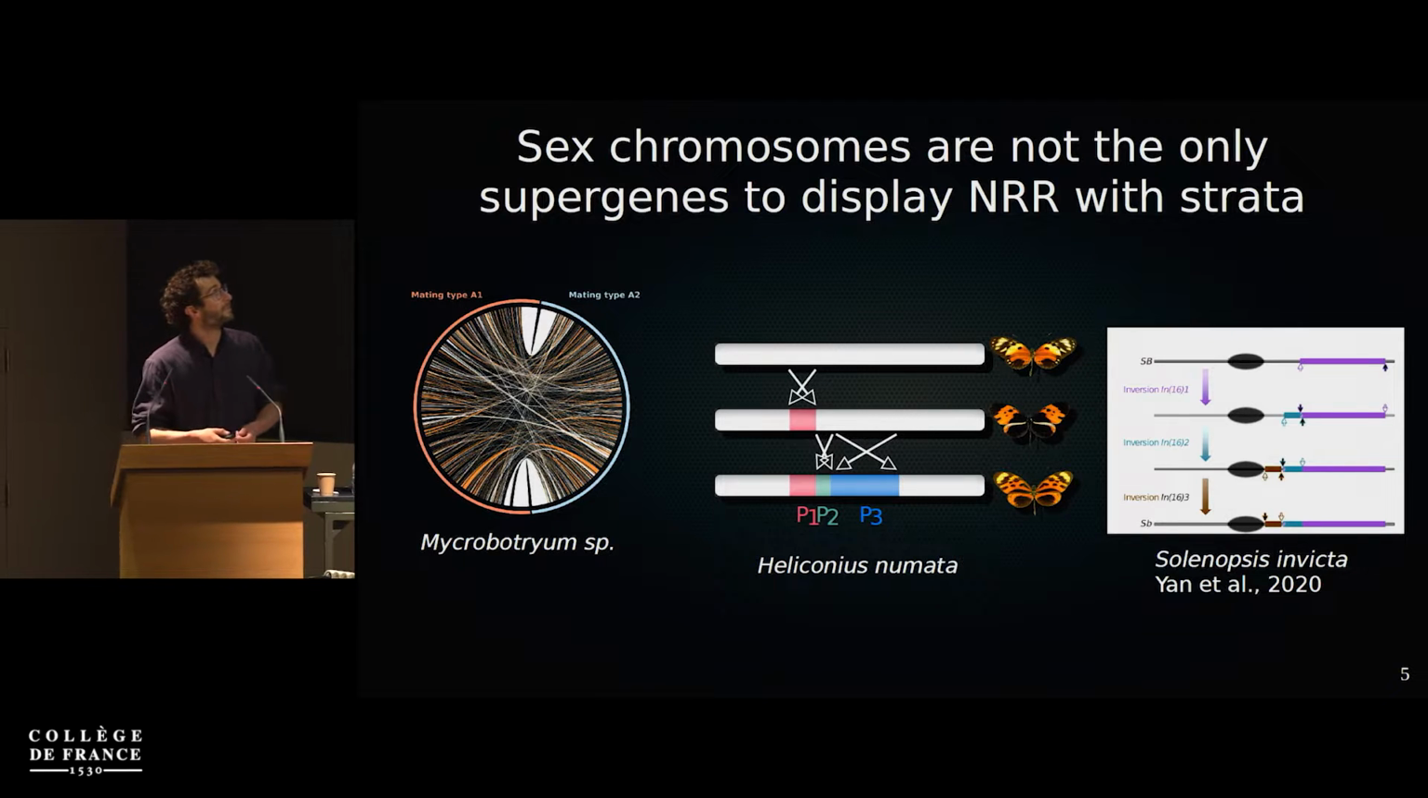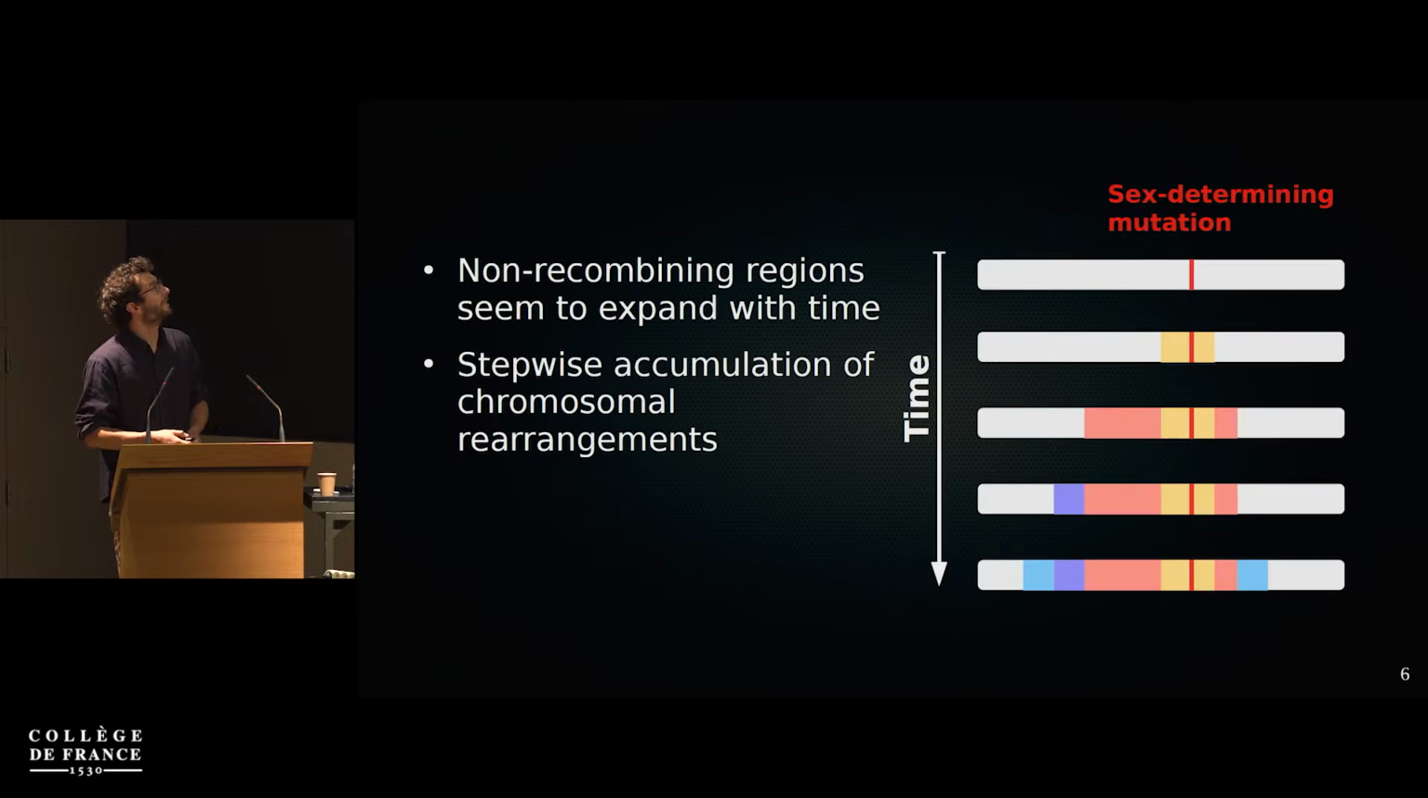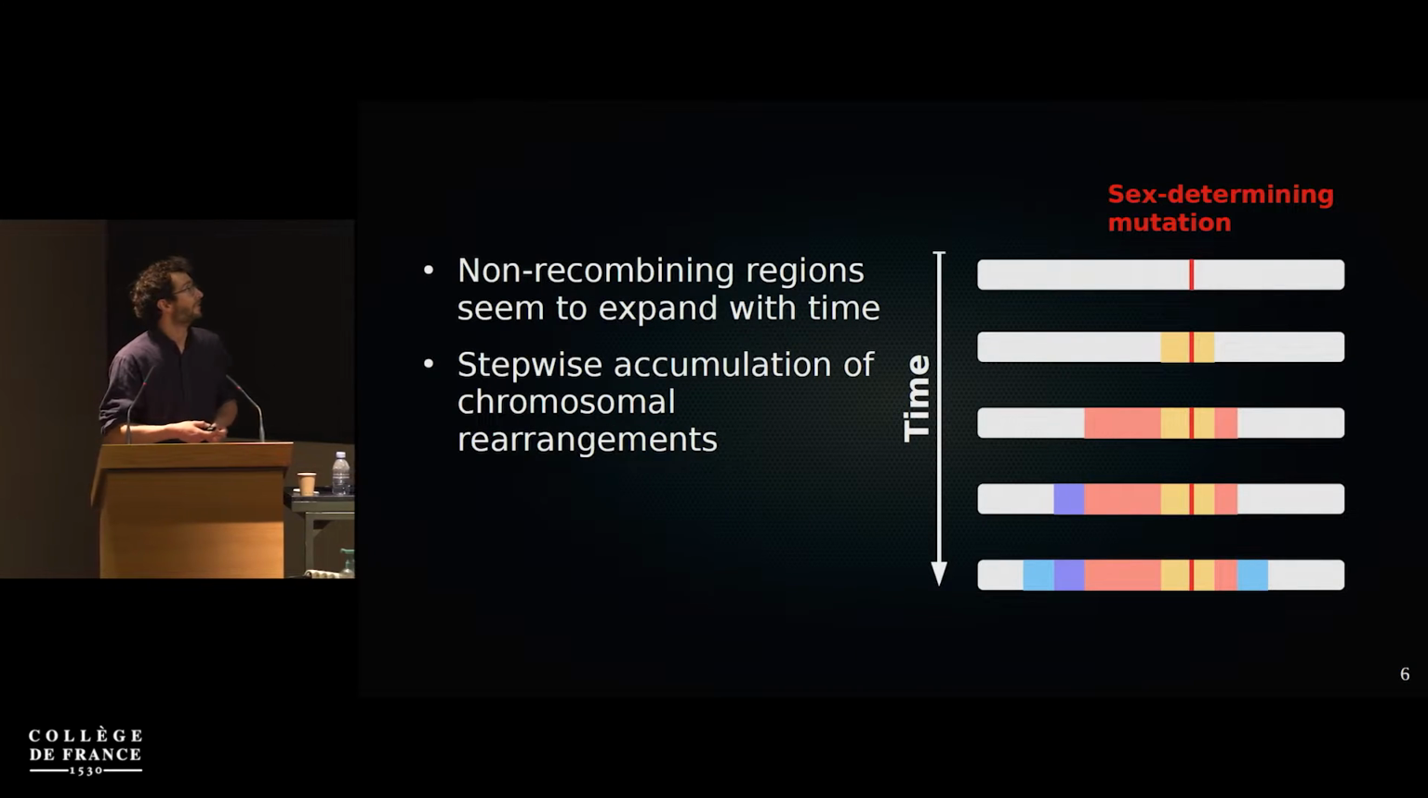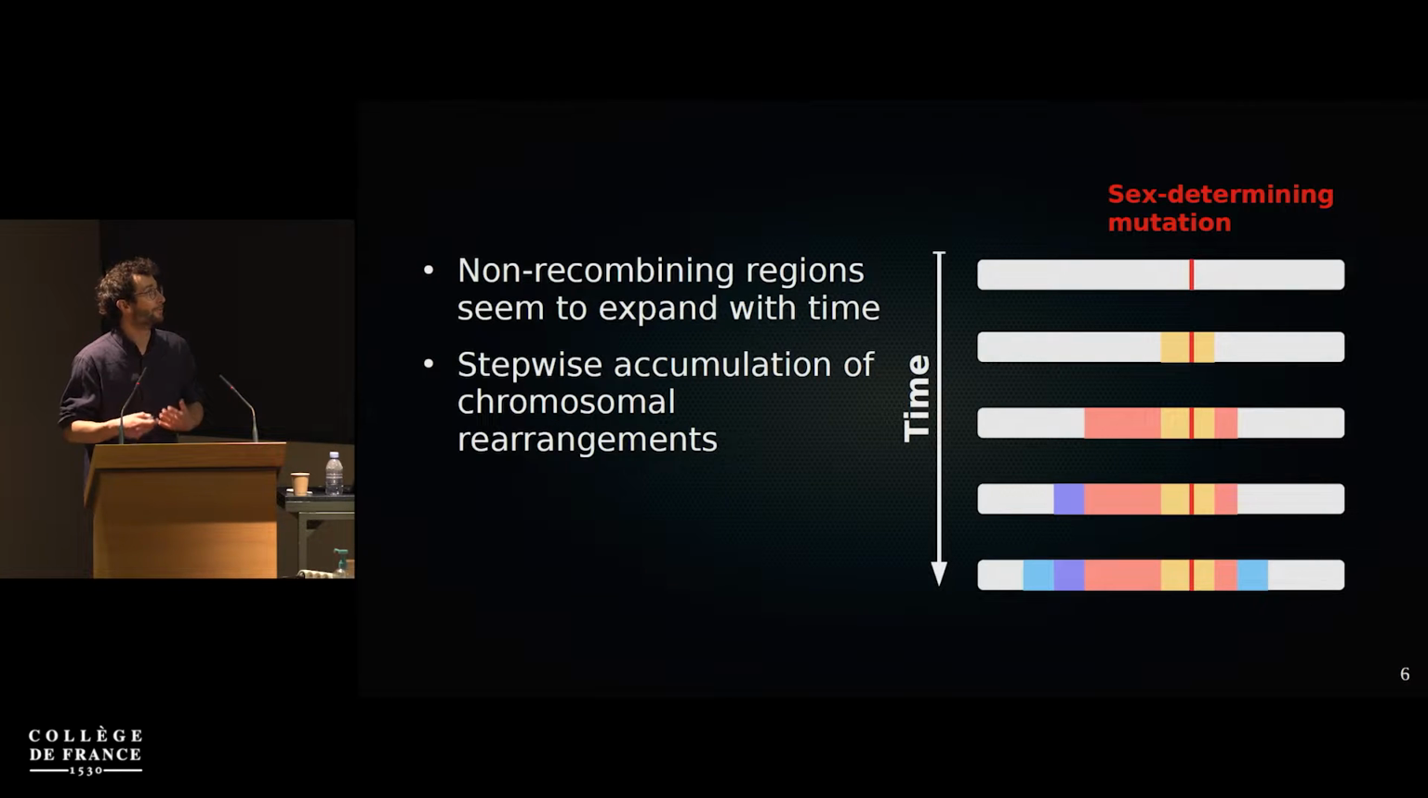Moreover, besides sex chromosomes, it seems that other supergenes display strata of evolution. This is, for instance, the case for the Microbotryum fungi, as Tatiana has presented today, and also in Heliconius numata butterflies and the fire ant supergenes, as Laurent has presented this morning. So it seems that in general there are many examples showing that non-recombinant regions on sex chromosomes and supergenes seem to expand with time, and several studies have found that this expansion is due to stepwise accumulation of chromosomal rearrangements.